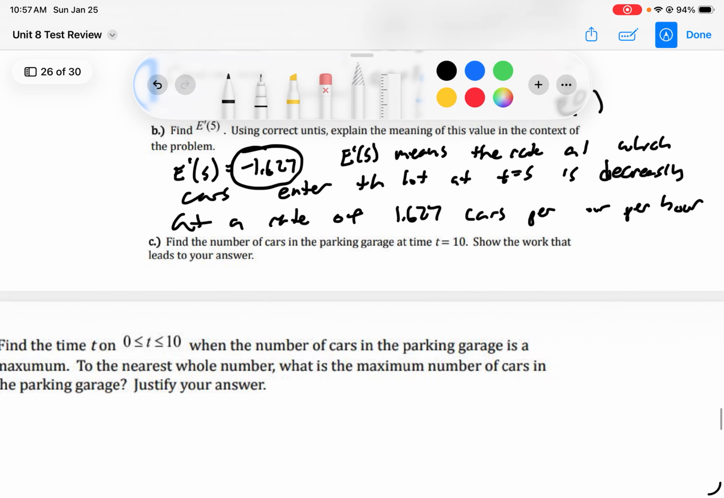2 more. Okay, find the number of cars in the parking lot at time t equals 10. Show the work that leads to your answer.